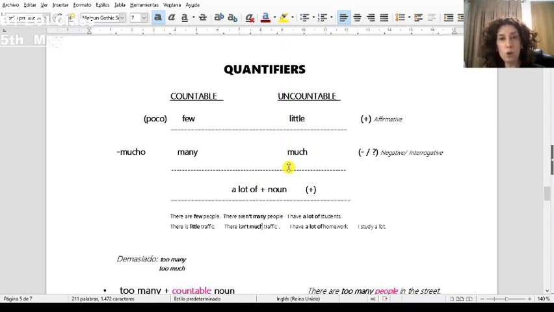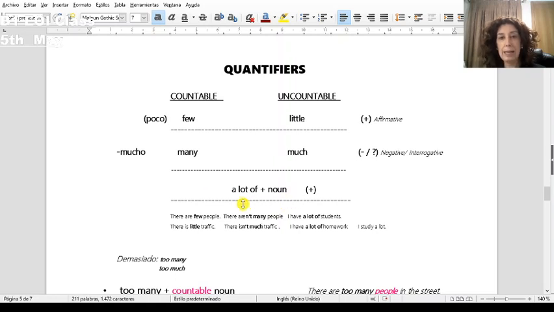Entonces, ¿cómo digo mucho en afirmativa? Aquí lo tengo, a lot of. A lot of lo he puesto aquí al medio porque vale para los contables y para los incontables en afirmativa. I have a lot of students. Contables, para decir mucho, a lot of. Or, I have a lot of homework. Tengo muchos deberes. Homework es incontable, pero para decir mucho, también puedo utilizar a lot of. Entonces, a lot of vale para los contables y para los incontables. Por eso lo he puesto aquí.